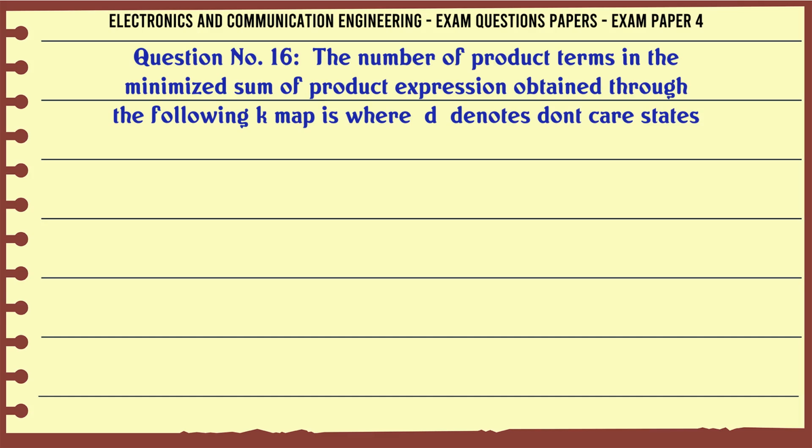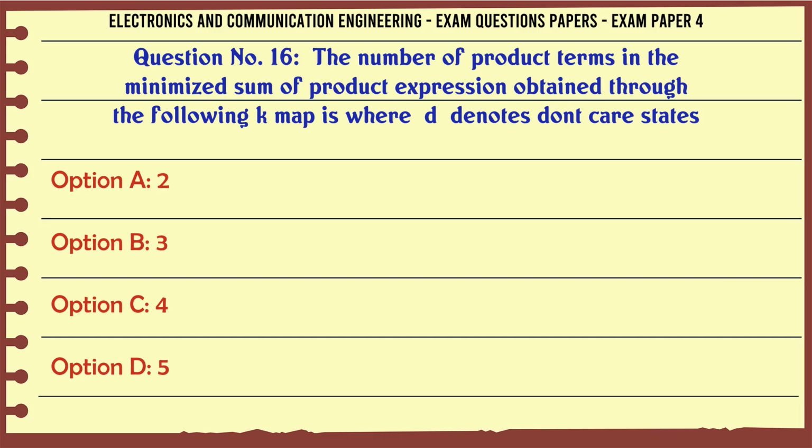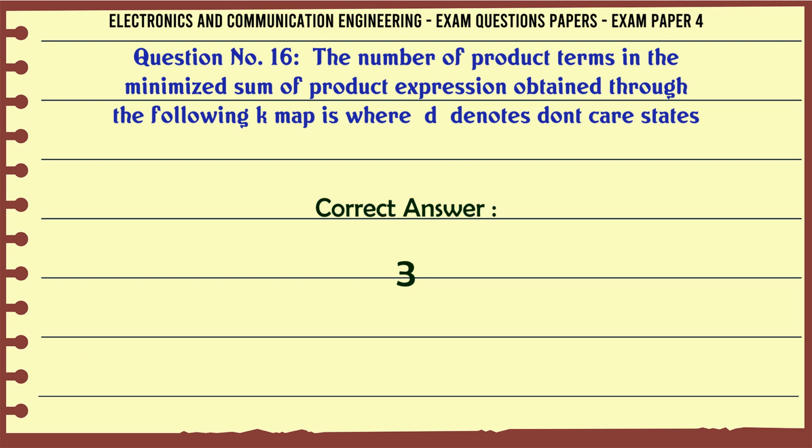The number of product terms in the minimized sum of product expression obtained through the following K-map is, where D denotes don't care states. A. 2, B. 3, C. 4, D. 5. The correct answer is 3.